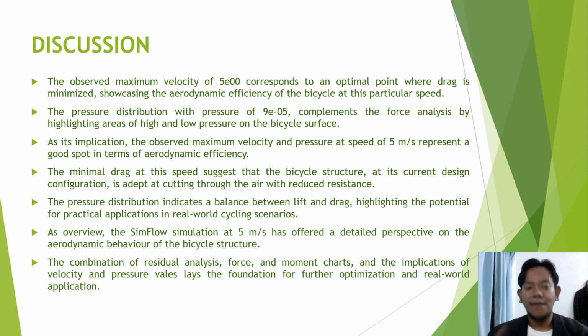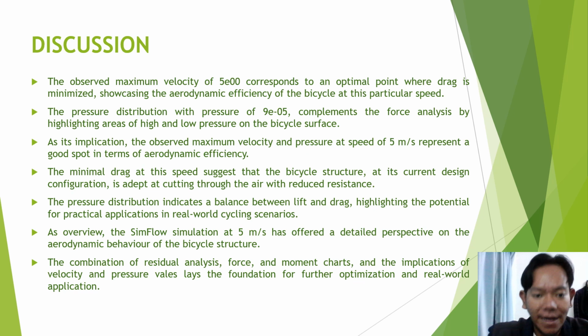As a discussion, let's move into the discussion. The observed maximum velocity of 5 exponent 0 corresponds to an optimal point where drag is minimized, showcasing the aerodynamic efficiency of the bicycle at this particular speed. Then, the pressure distribution with a pressure of 9 exponent -0.5 complements the force analysis by highlighting areas of high and low pressure on the bicycle surface.